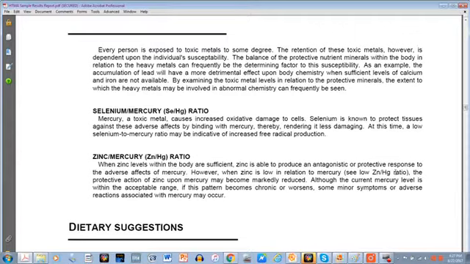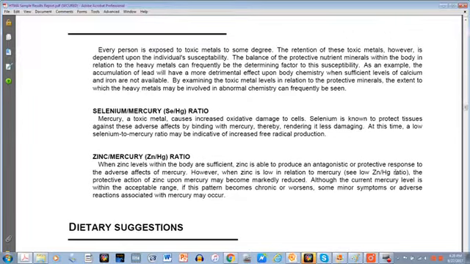Selenium-mercury ratio. Mercury, a toxic metal, causes increased oxidative damage to cells. Selenium is known to protect tissues against these adverse effects by binding with mercury, thereby rendering it less damaging. At this time, a low selenium to mercury ratio may be indicative of increased free radical production.